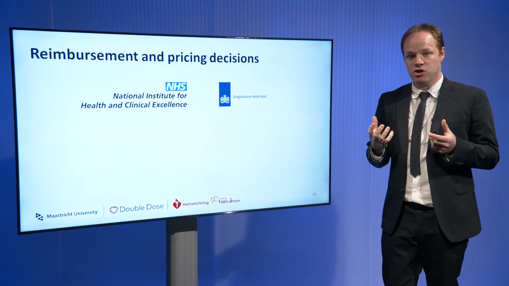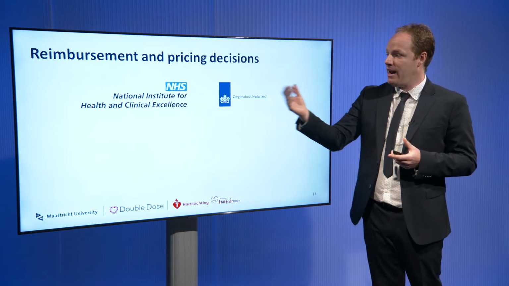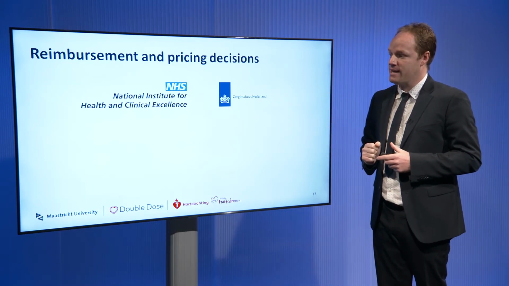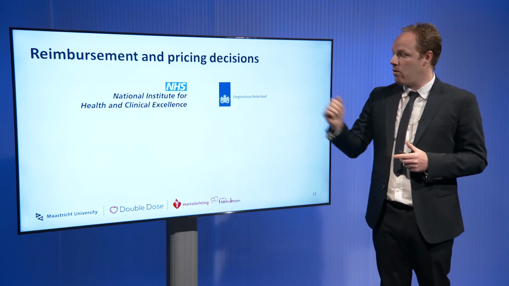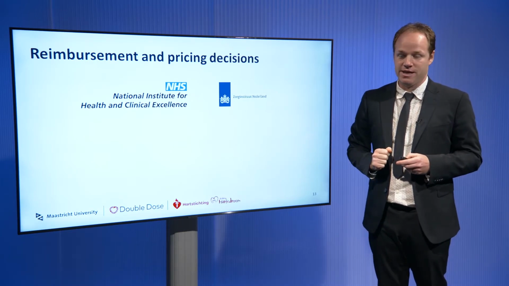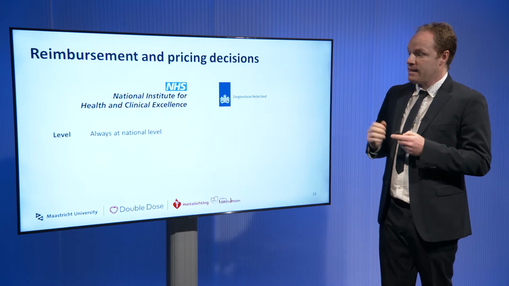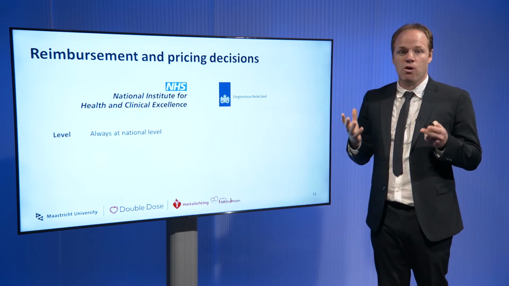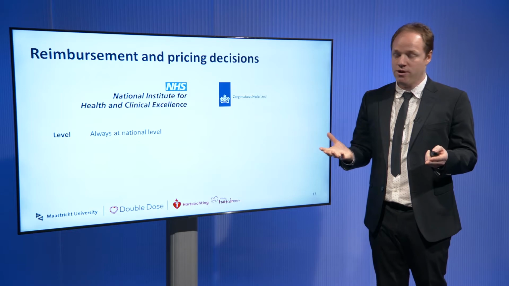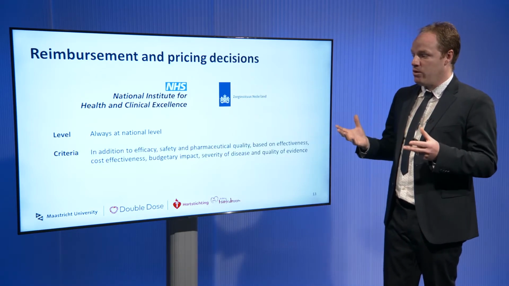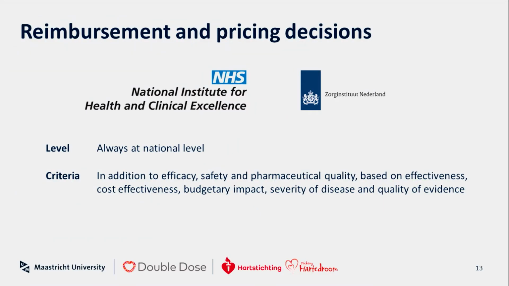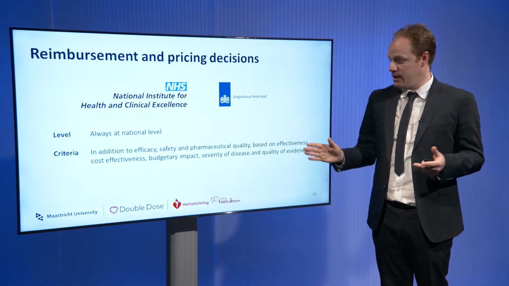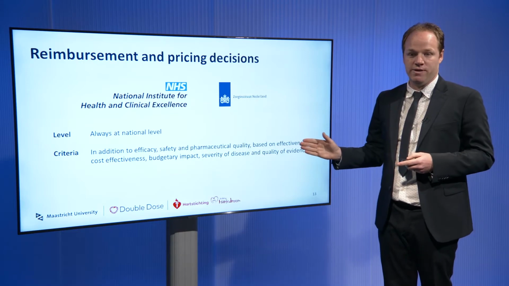And this decision is done at the national level, like by the National Institute for Health and Clinical Excellence in the UK or the Zorginstituut Nederland in the Netherlands. This decision is thus always made at the national level, and the agencies also look at the efficacy, safety, and quality, but in addition to economic considerations like the cost-effectiveness, the budget impact, the severity of the disease, and the quality of the evidence.